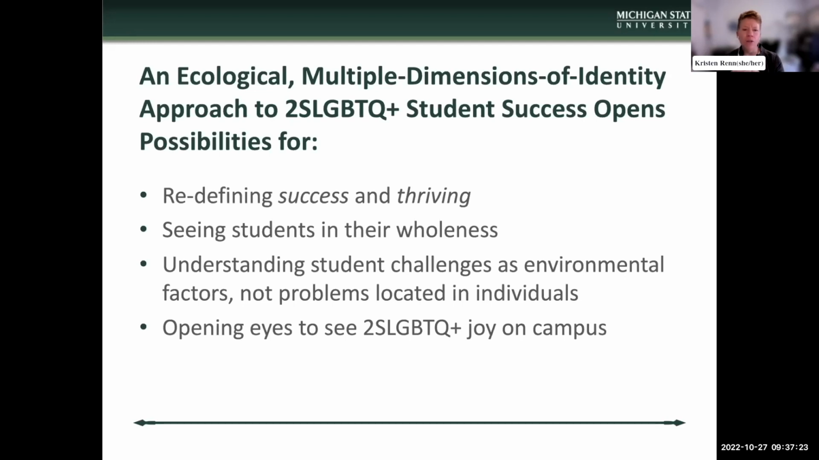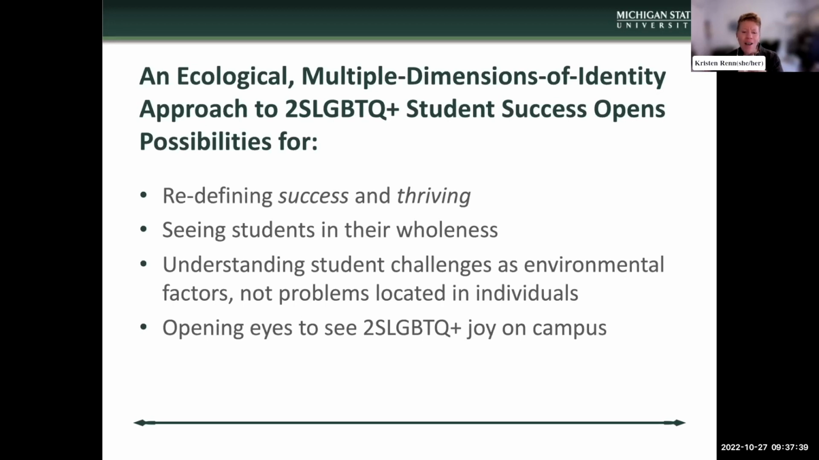There's a lot of talk about 2SLGBTQ plus students and resilience. Like, what are we doing in our environment to make it that they need that much resilience to get through, right? So reframing that, flipping that thinking. What are we doing to be more open so that they can make their way through as others?